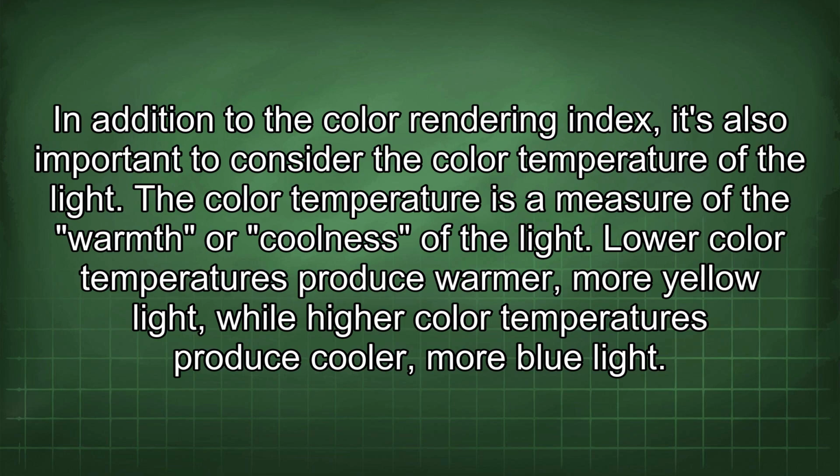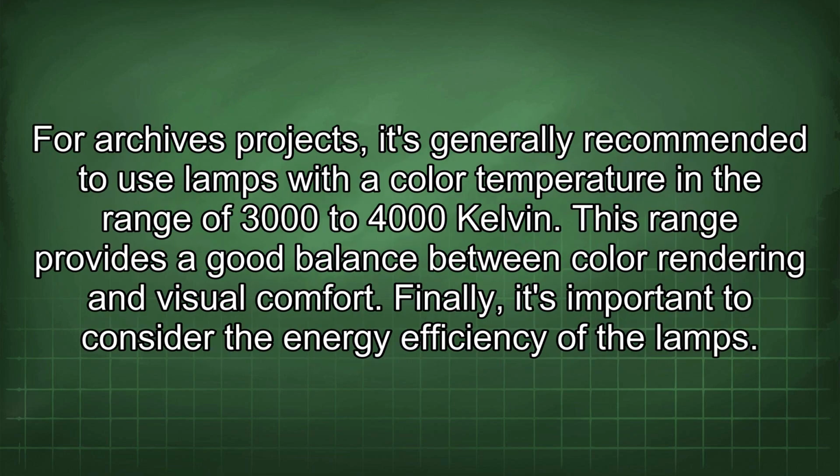In addition to the color rendering index, it's also important to consider the color temperature of the light. The color temperature is a measure of the warmth or coolness of the light. Lower color temperatures produce warmer, more yellow light, while higher color temperatures produce cooler, more blue light. For archives projects, it's generally recommended to use lamps with a color temperature in the range of 3000 to 4000 Kelvin. This range provides a good balance between color rendering and visual comfort.